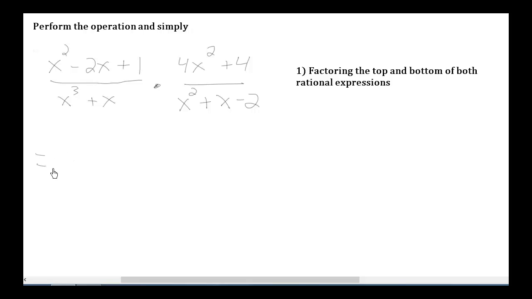So this top one is a trinomial with leading coefficient of 1. Look for two numbers that multiply to 1 and add to minus 2. It's going to be x minus 1 and x minus 1. Bottom left fraction, the greatest common factor is x. I'm going to take an x out, which leaves me with x squared plus 1. I'm almost tempted to factor this like a difference of squares, but it's not. It's a sum of squares, so I know that doesn't factor. This first rational expression is all factored.